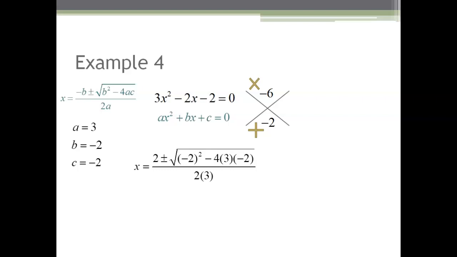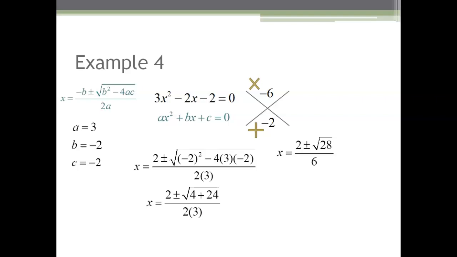All right, let's look inside the square root first. So negative 2 squared, once it's squared, becomes positive 4. And then minus 4 times 3 times negative 2 is going to give us a positive 24. So we have the square root of 4 plus 24. That's going to simplify down to the square root of 28. And again, now we want to check, can I simplify what's under the radical, square root of 28? Are there any perfect squares that are factors of 28?